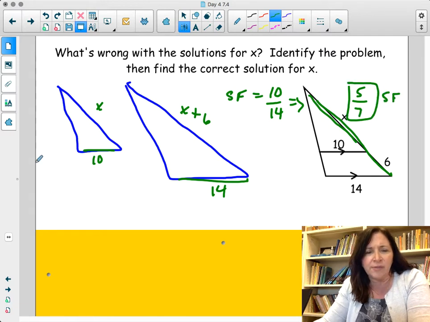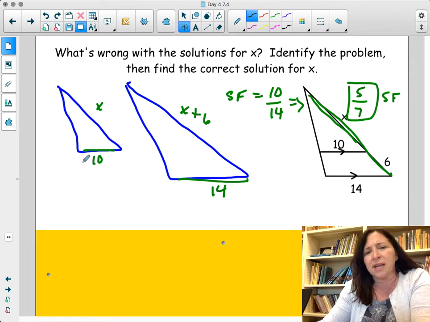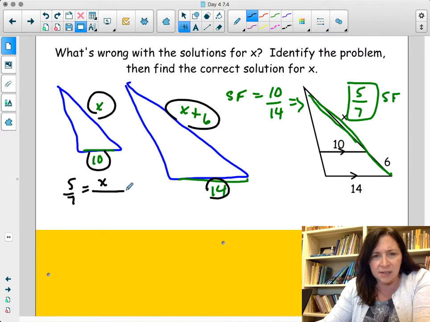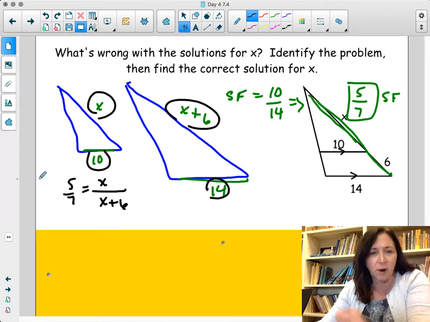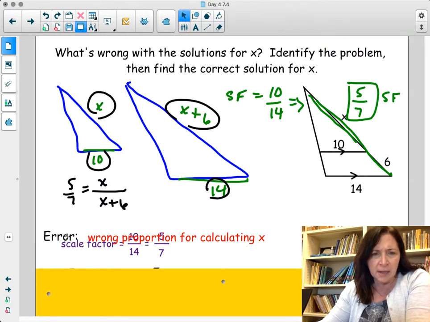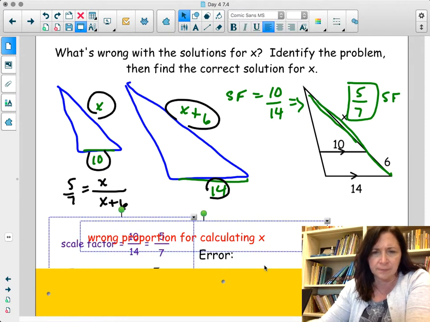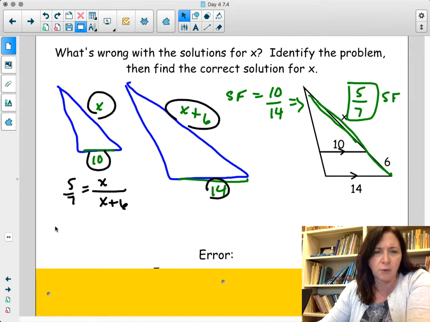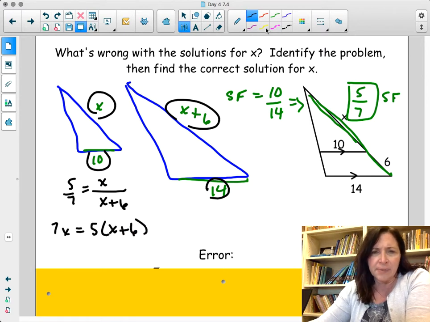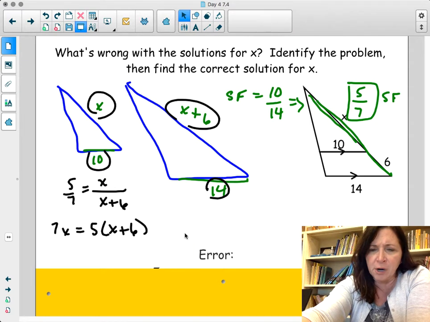All right. So once I have my scale factor, I can set up a proportion. And I can say 5 is to 7, left is to right, as x is to x plus 6. So I'm going to cross multiply. Okay, hold on. We're going to cross multiply. And then when we cross multiply, we're going to get 7 times x is equal to 5 times x plus 6. Okay, so take a minute, try to work that out.